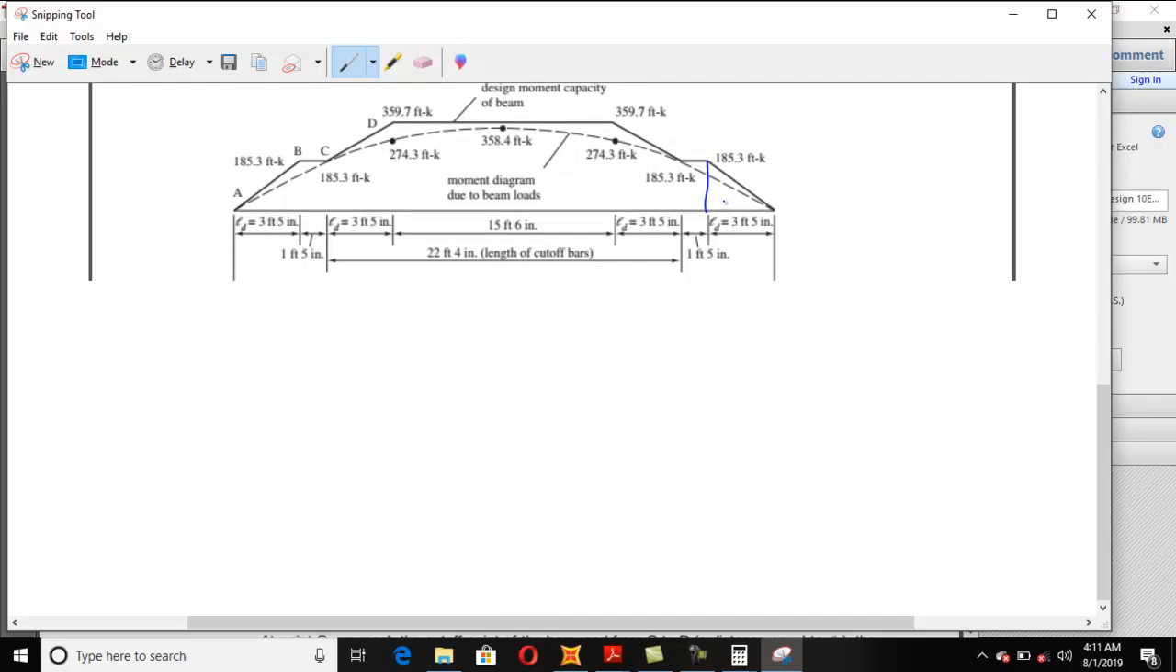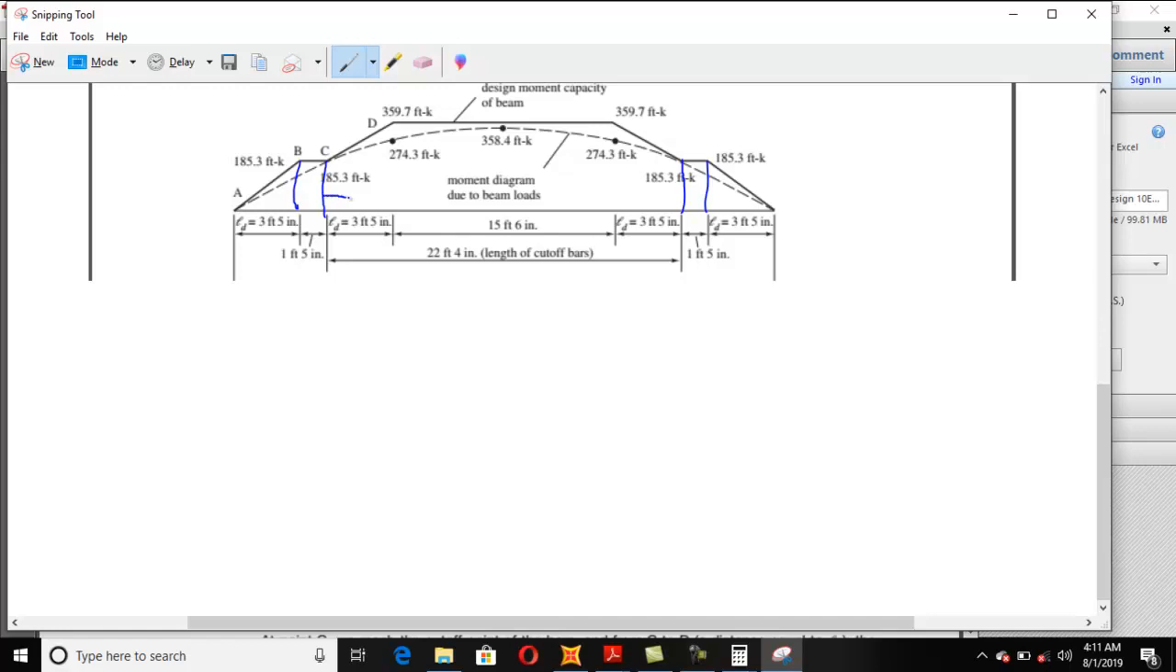This is the theoretical point. After that, it remains constant, up to this distance. And then from behind this distance, between these two points, this is 185. It remains constant.